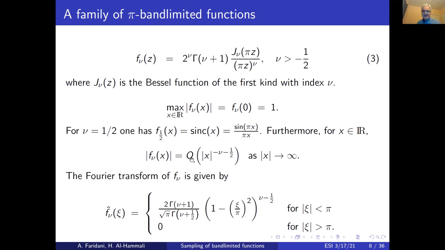Then for real x, the behavior at infinity is like O(|x|^(−ν−1/2)). And importantly, the Fourier transform is a constant times (1 − (ξ/π)²)^(ν−1/2). In particular, if we choose ν less than 1/2, which we will do in our experiments, then the Fourier transform will be unbounded near the band limit of π and −π, which makes this experiment numerically more challenging than when it's going to zero or already zero there.